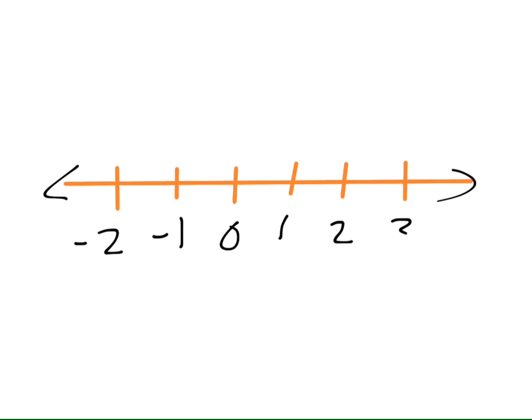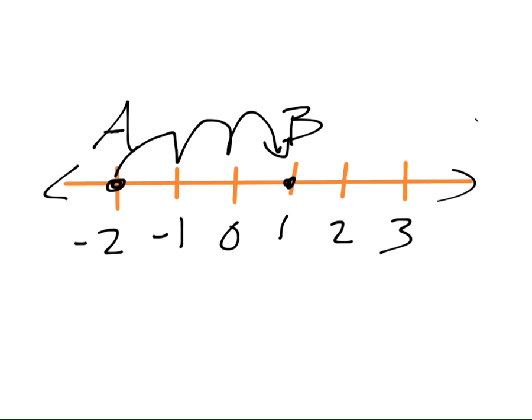First, real simple, if you have a number line, let's say it looks like this. And I said, how far is it from point A to point B? What's the distance from point A to point B? What's the distance? 3, right? With me? 1, 2, 3. That's the distance from point A to point B.